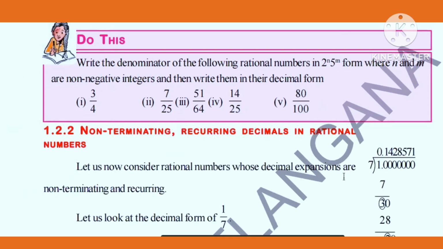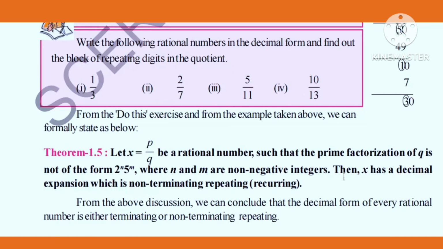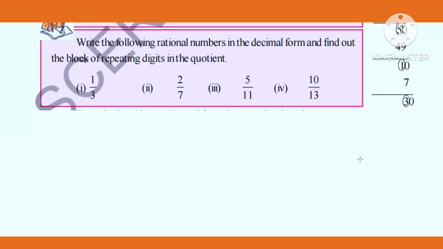And non-terminating, you know that non-terminating decimals. So write the following rational numbers in decimal form and find out the block of repeating digits in the quotient. So I'll explain one problem in this. Let us see the first one. The first one is what? 1 by 3 is there. Yes. So 1 by 3 we have to write in the form of decimal. Already you know that the denominator is not in the form of 2 power n into 5 power m. So it is non-terminating. We don't get terminating, means we don't get remainder 0.